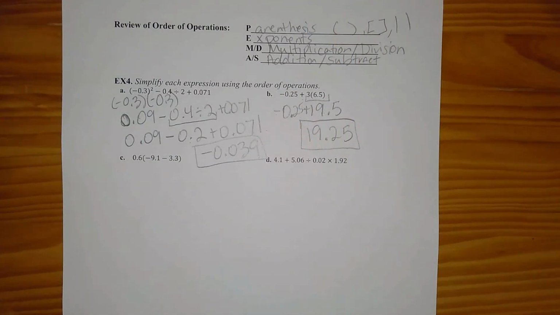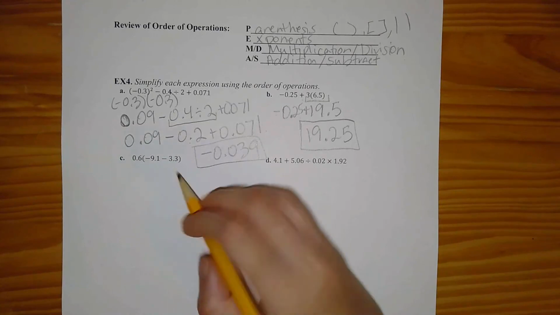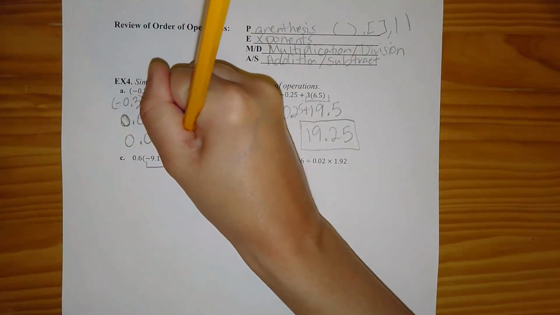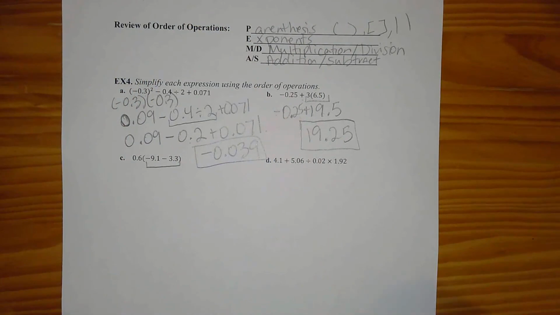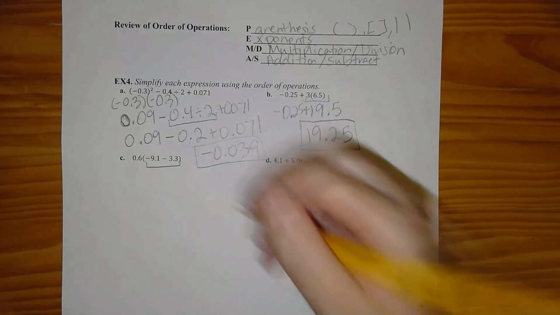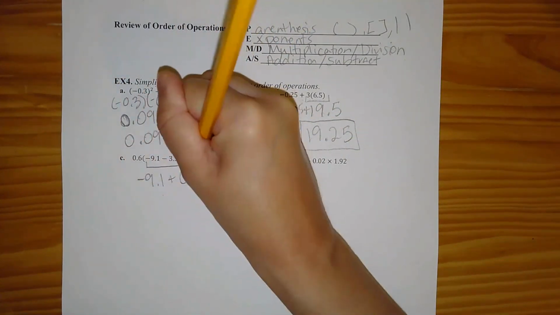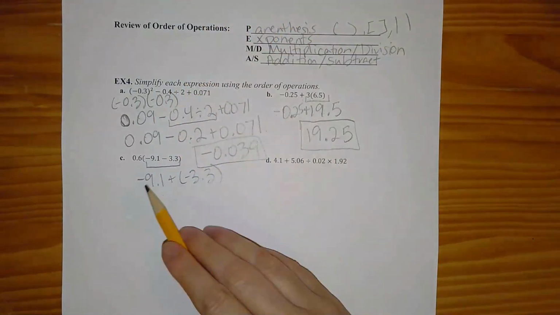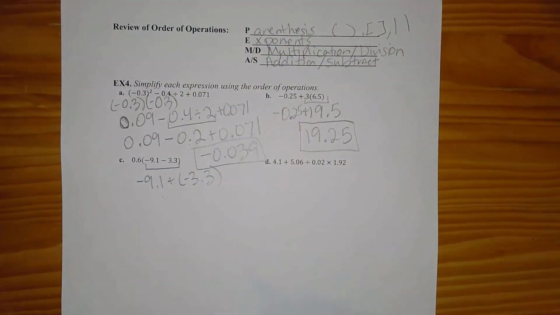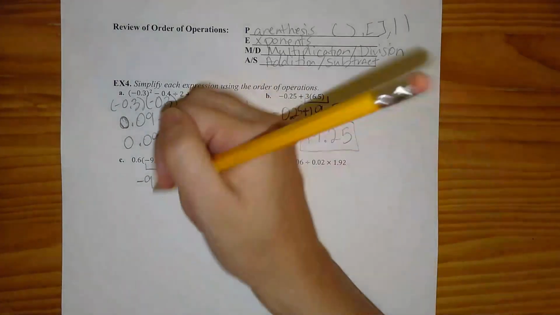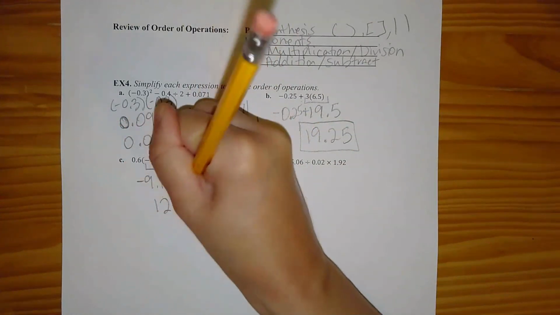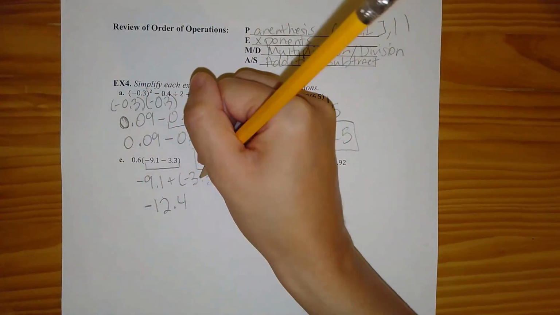Alrighty, in part C, I've got 0.6 times negative 9.1 minus 3.3. Okay, I've got parentheses in this one, so that's definitely going to be the first thing to do. So in my parentheses, I have negative 9.1 minus 3.3. If it helps your brain, that's the same thing as negative 9.1 plus negative 3.3. When we have a negative plus a negative, it gives you a bigger negative. So we should be adding those things together. When you add them, you'll get 12.4. And it is negative since both of those are negative.